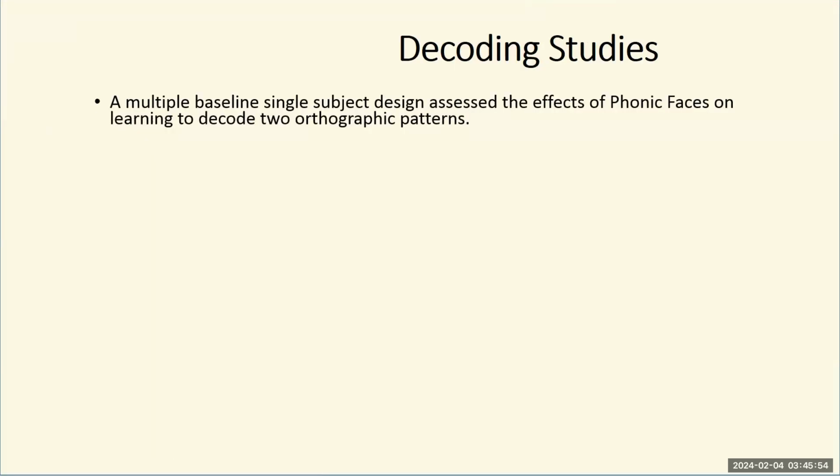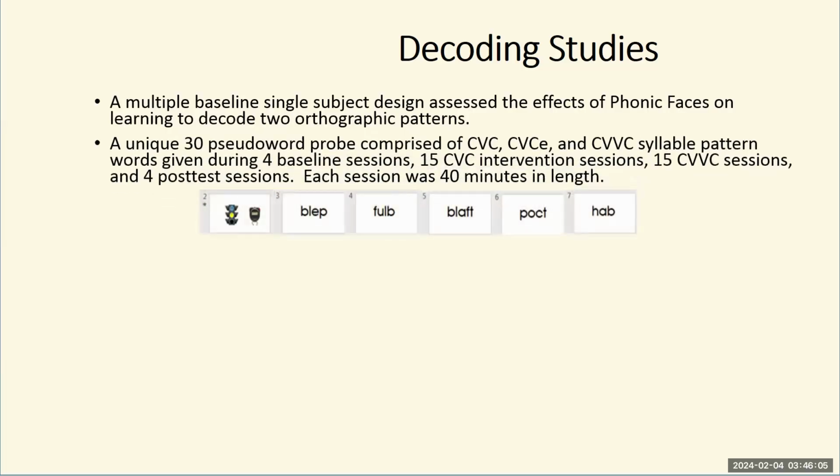All right, so we're going to talk about 2 of our ongoing studies involving a multiple baseline single subject design. The first thing we need to look at are pseudo words. Pseudo words are made-up words that fit the patterns of actual English. So they're possible words, they just aren't real words. Those are used for testing because you don't want children to just recognize sight words. You want them to show you that they are decoding.